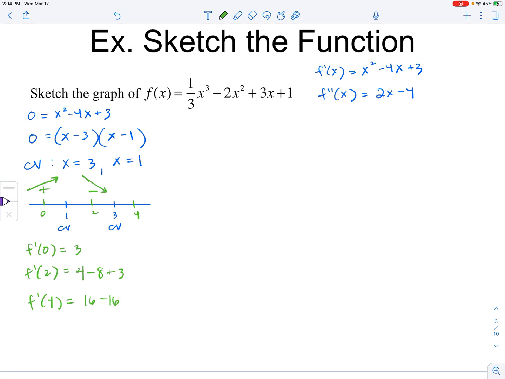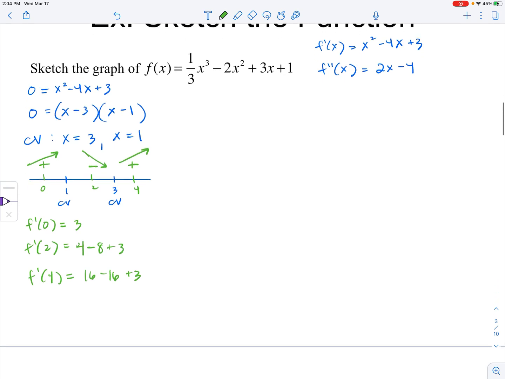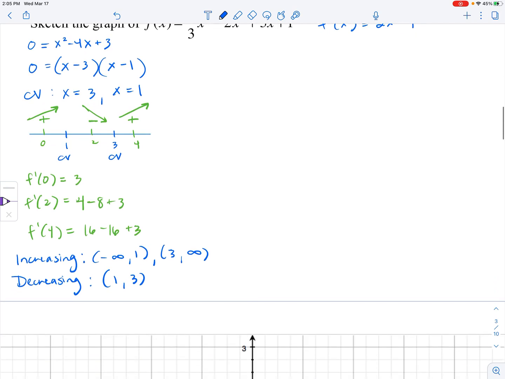And then f prime of 4 would be 16 minus 16 plus 3. So it switches back to increasing from 3 to positive infinity. So I can state those intervals. Increasing from negative infinity to 1, comma, I'm listing them, no union needed, 3 to infinity. And decreasing between 1 and 3.